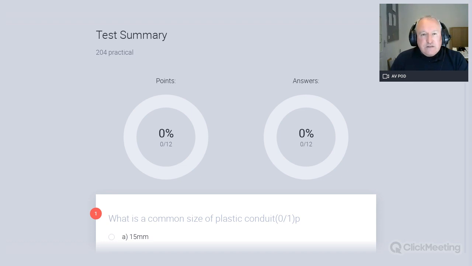Question 11, 600 millimeters is the minimum depth. Remember we talked about how large a spade is going into the ground. So question 11, the answer would be C, 600 millimeters. And finally, question 12, a two-way lighting circuit is what you'll be building. So the answer to question 12 would be B.